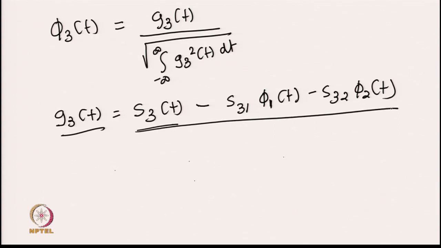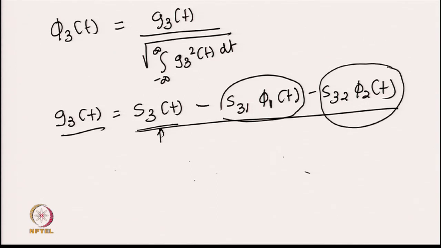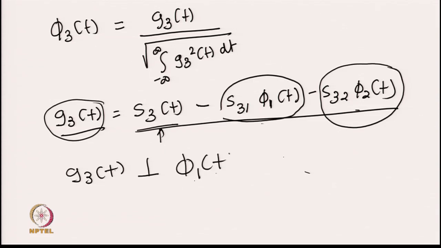So, what are we doing here? We have this S3T, and this is the projection of S3T along the reference direction phi 1 t, and this is the projection of S3T along the reference direction phi 2 t. We subtract these terms from S3T, and what remains is G3T. Now, it should be clear from inspection that this G3T will be perpendicular to phi 1 t and perpendicular to phi 2 t.